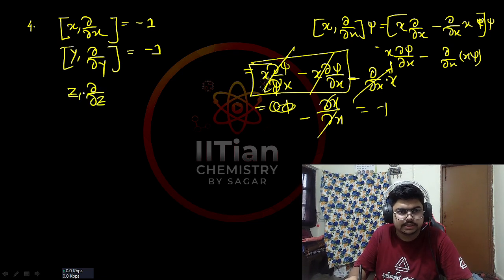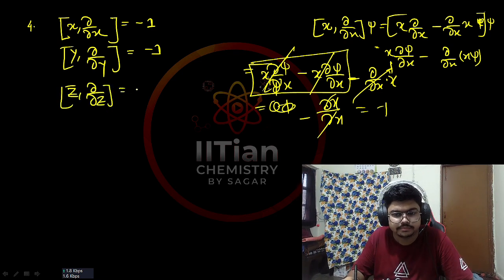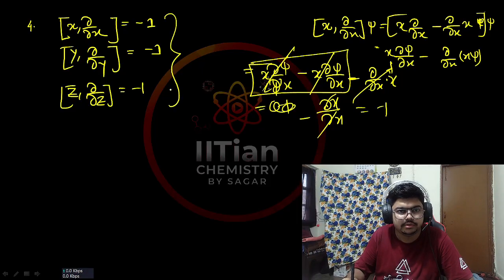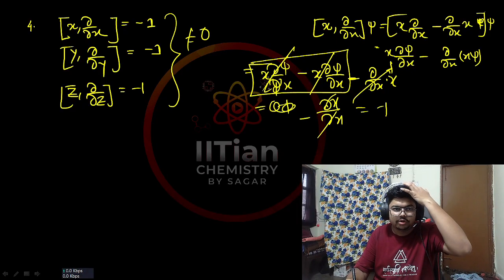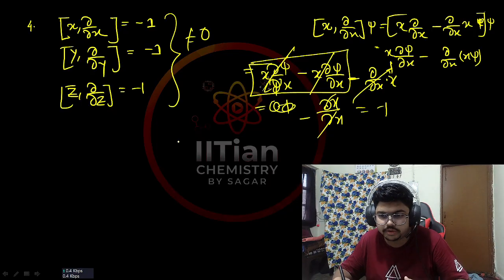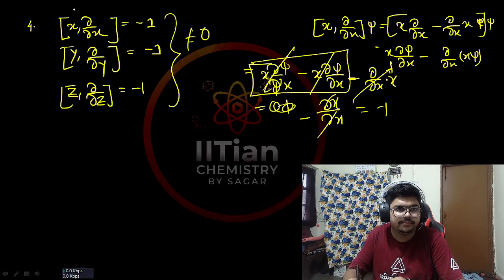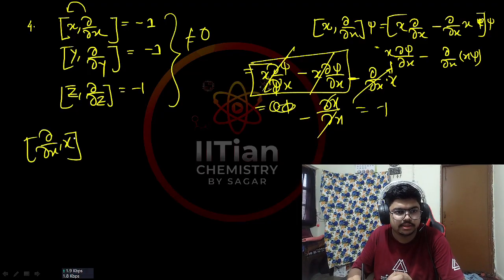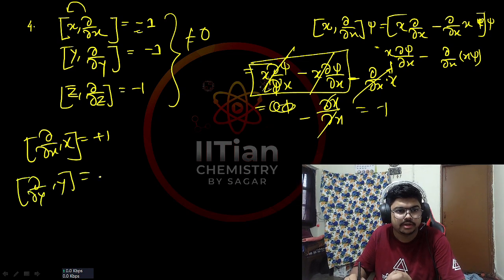Similarly, z comma del z will be -1. So these are not equal to 0, so x and del x do not commute. Now if we write it the opposite way, del x comma x, it will be +1. If two operators do not commute, we can reverse the order and change the sign. Del y comma y, the commutator will be +1. Del z comma z will be +1.